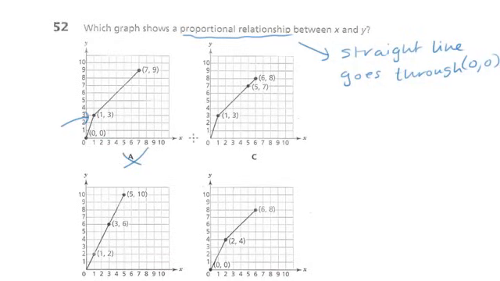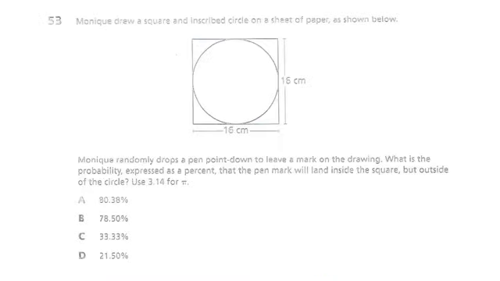Okay, this one also has a bend in the middle, so it's not C. So even though it's missed off, this one was B and this one was D. Now D also has a bend in the middle, so it's not D. This one is a straight line and it goes through the origin, so it is B. 52 is B. Okay, 53.